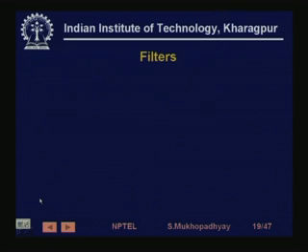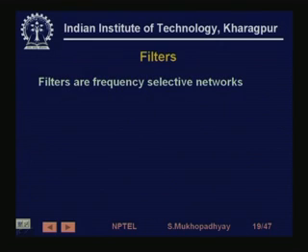So now we come to the other important block, which is called a filter. We have various kinds of filters. Filters are basically frequency selective networks. As we all know, any arbitrary waveform can be thought of as a sum of sinusoidal waveforms of various frequencies, right? And the job of the filters is that they will allow or amplify some of the frequencies, and they will not allow some of the other frequencies. So they are frequency selective.